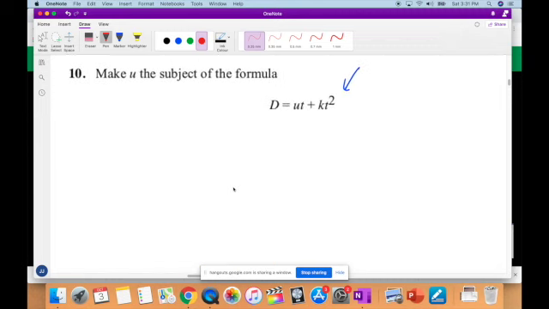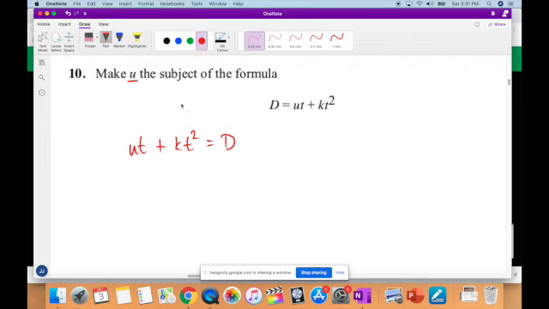Number 10, make u the subject of the formula. So we have u over here. It looks complicated, but it's just the same business. I'll just rewrite it: ut plus kt squared is equal to D. Right? I want u to be the subject of the formula. That's all that I want.